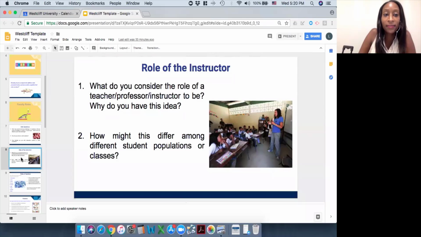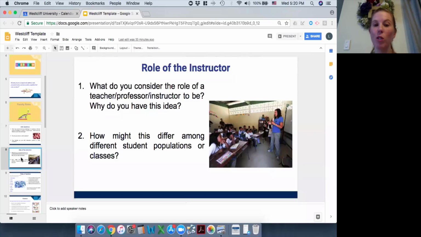Supporting learning. So someone who's supportive, and that kind of ties in with another response there, with listening, and then being able to have the right answer too. So supporting students in the ways they need. How might this role, and we are coming up with a couple of different ideas here, how might this differ among different student populations or different classes? Do you think they might consider the role of a professor differently than what we've just listed?